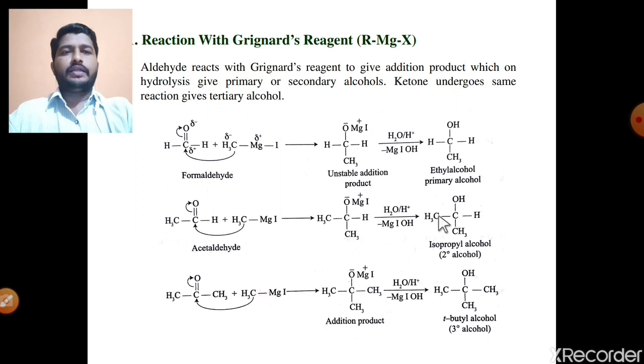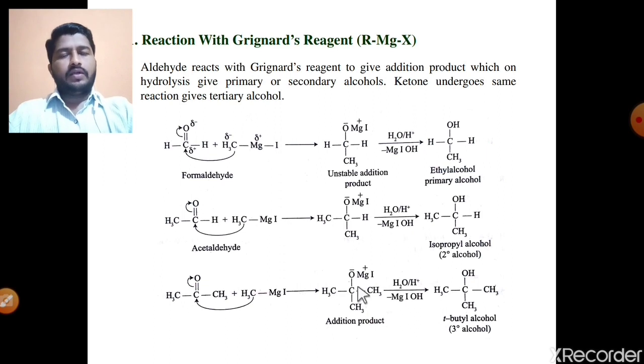Hydrolysis of this salt finally gives isopropyl alcohol, a secondary alcohol. The third example is a ketone molecule, acetone, CH3-C=O-CH3, in the presence of the same Grignard's reagent CH3MgI. The same methyl group attacks the carbonyl carbon, then the pi electrons shift towards the oxygen. The oxygen gains a negative charge, stabilized by Mg+.